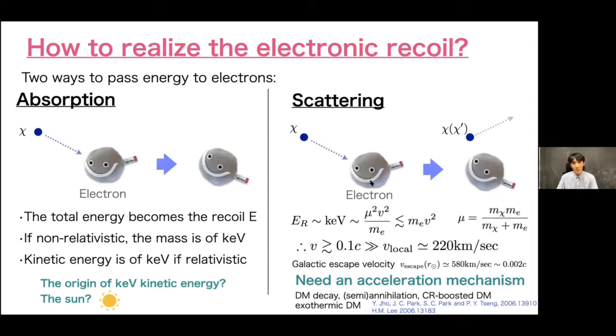So let us focus on the case where this particle chi has an interaction with electrons. In this case, we still have two ways to give an energy to electrons. One is absorption, the other is scattering. In the case of absorption, the energy of chi becomes the recoil energy of the electron because the chi particle is absorbed by the electron. If chi is non-relativistic, its mass must be of order keV to explain the electron recoil events around keV. If it is relativistic, its kinetic energy must be of order keV. And if the chi particle is produced in the sun, its highest energy, which may not be the typical energy and depends on the model, can naturally be of order keV.